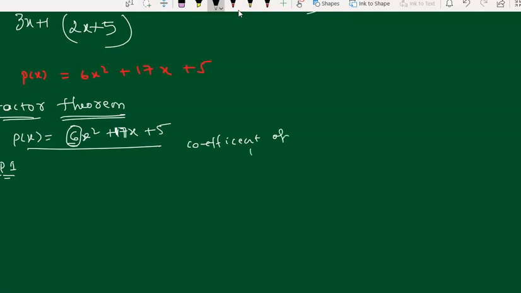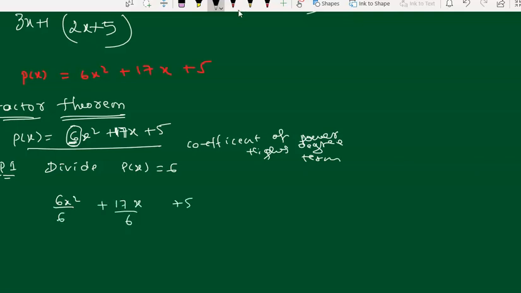The coefficient of the highest degree term, highest power term, you can say highest exponent term or degree term. In this question I have 6, so I'll divide this equation by 6. Divide p of x by 6. So 6x square by 6, every term I have to divide, 17x by 6, 5 by 6.